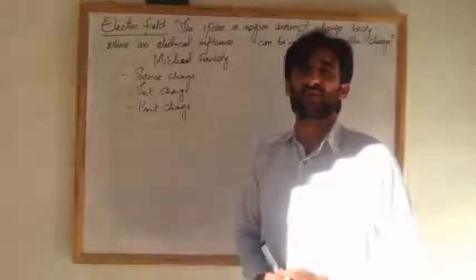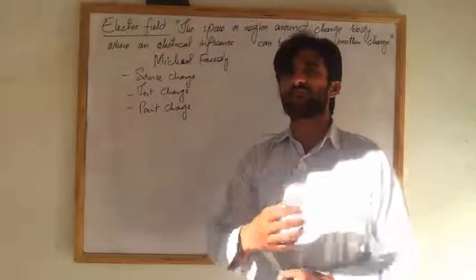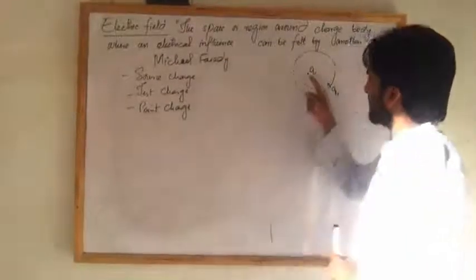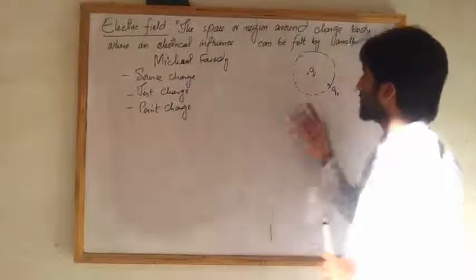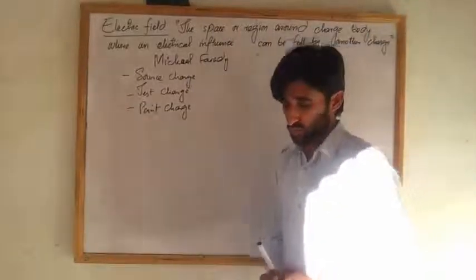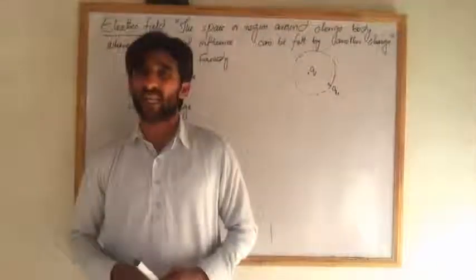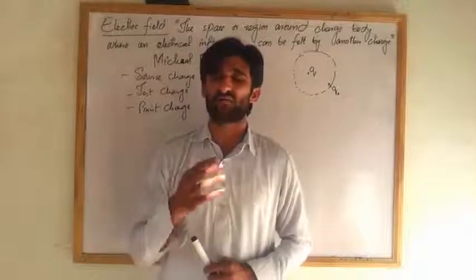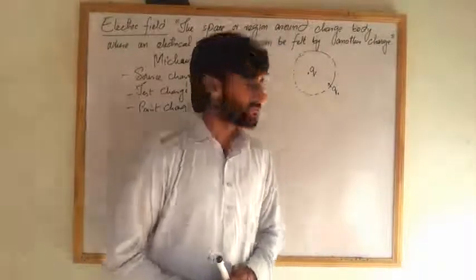Source charge is that charge due to which an electric field is created around a charged body. That is called the source charge. Like I can say that this Q is a source charge because an electric field is being created around it. So due to the source charge, an electric field will be created around the charged body.